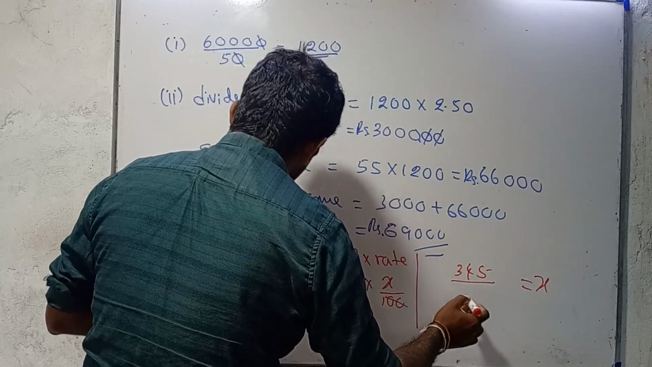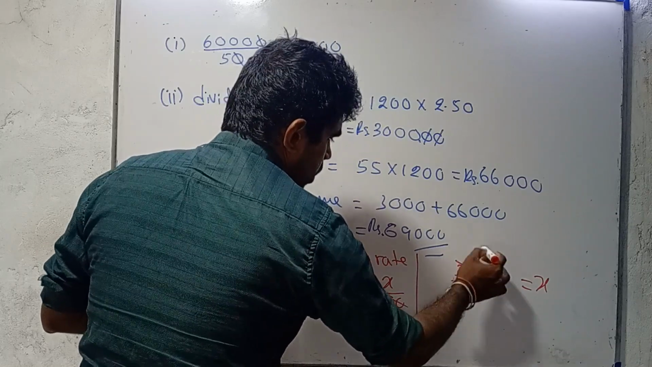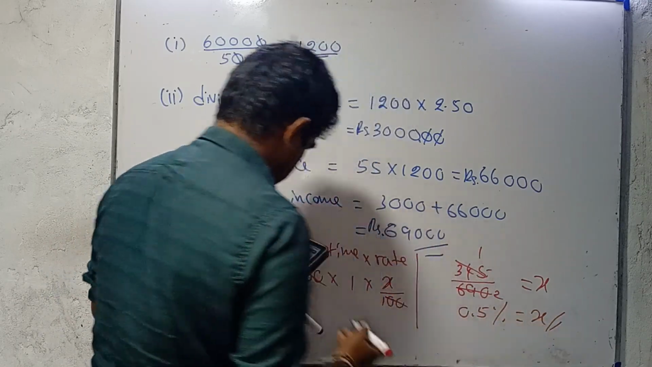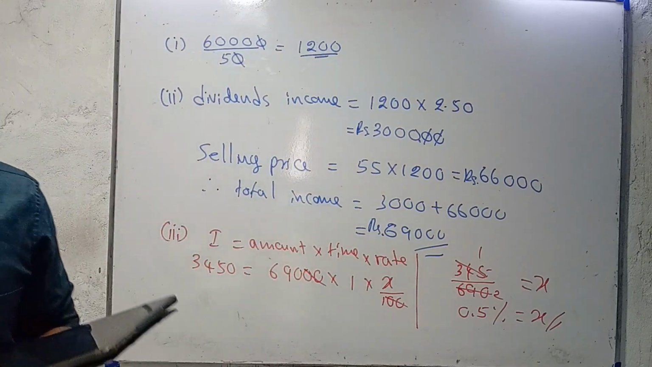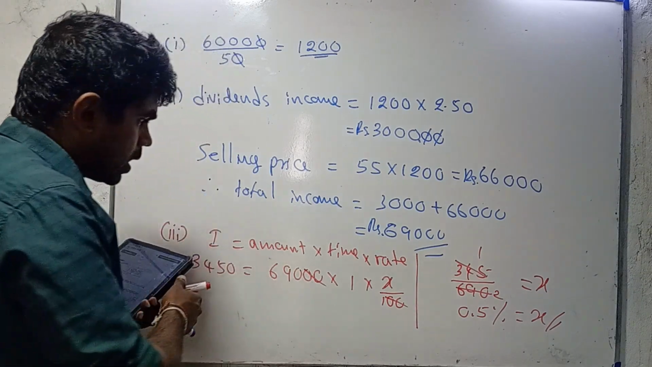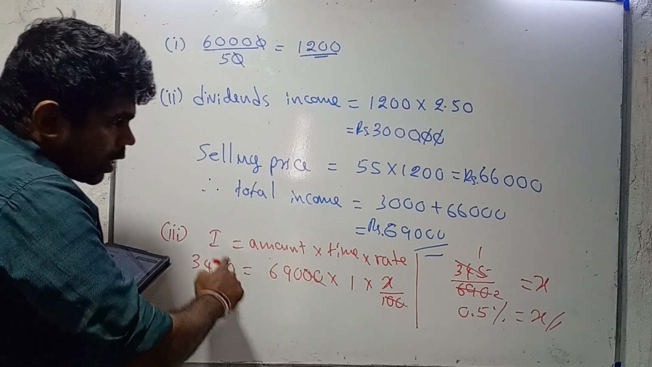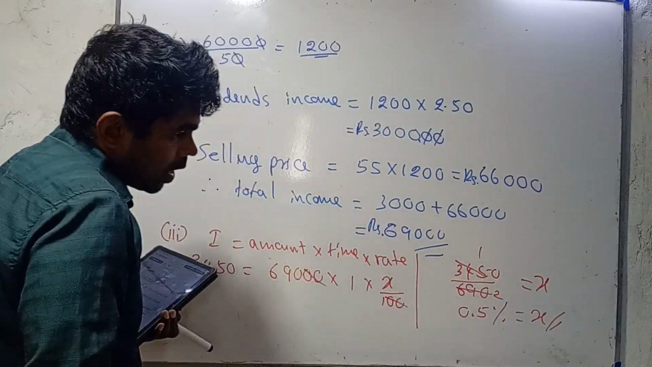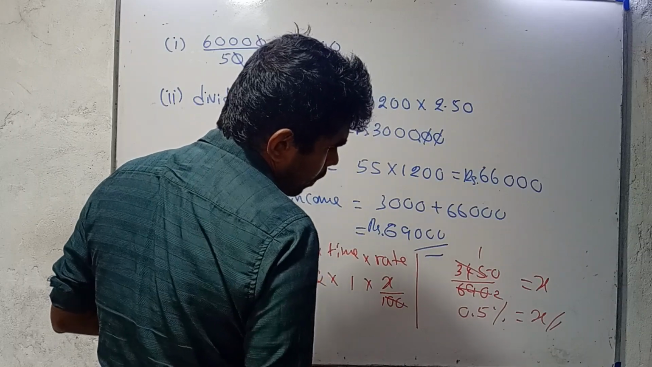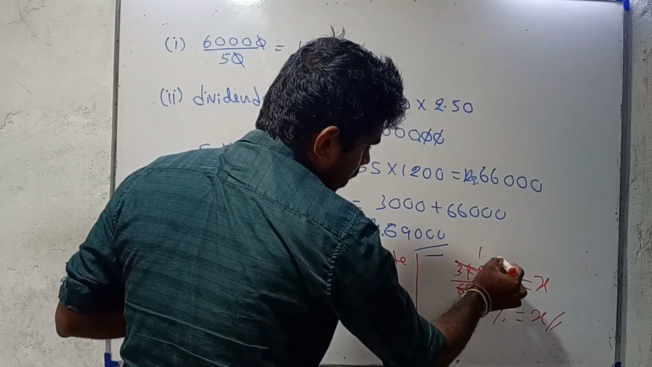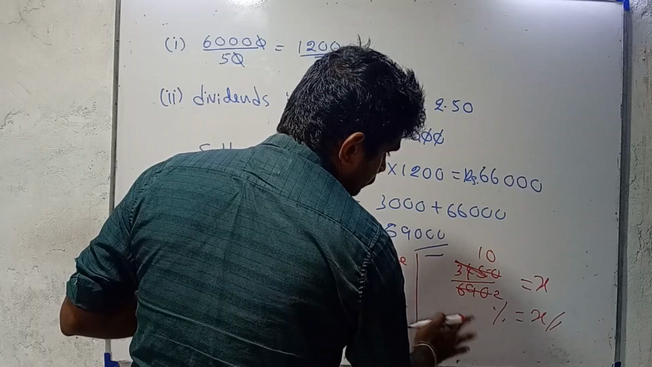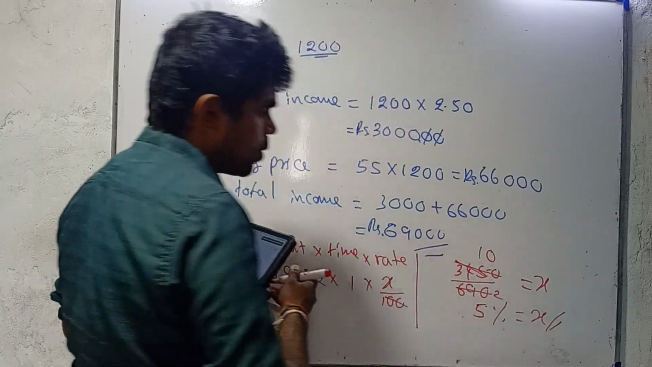345 divided by 690. It is 0.5%. I have not considered this zero. Therefore, 3,450 divided by 345 is 10. 10 divided by 2 is 5%. It should be 5%.